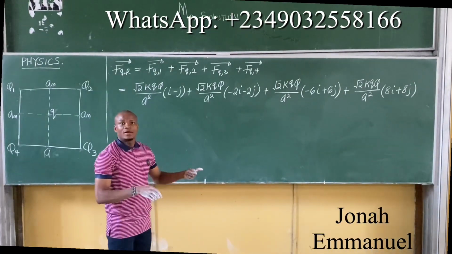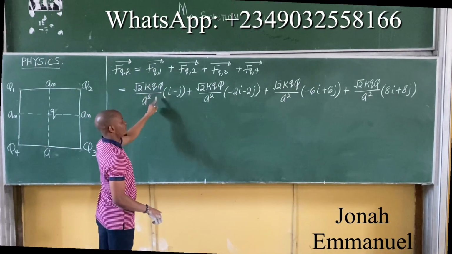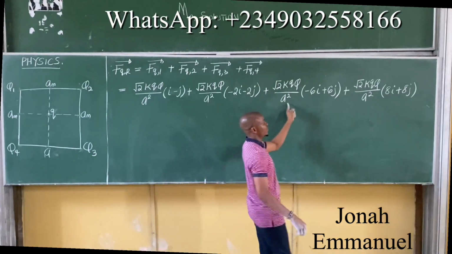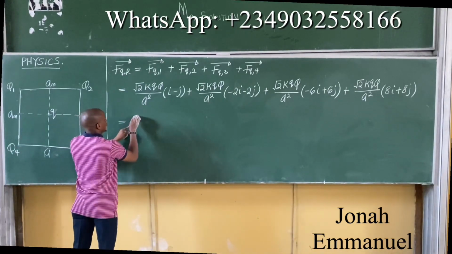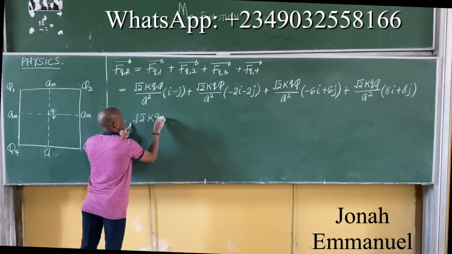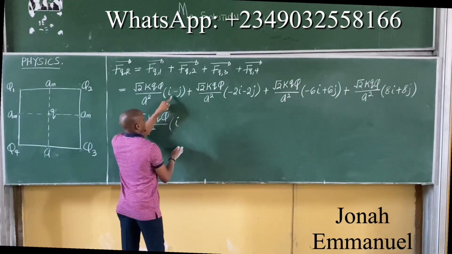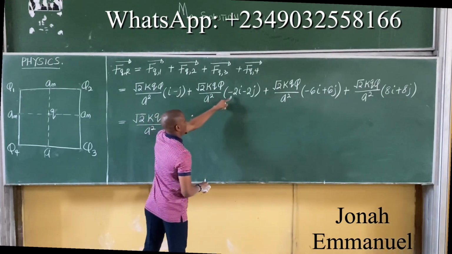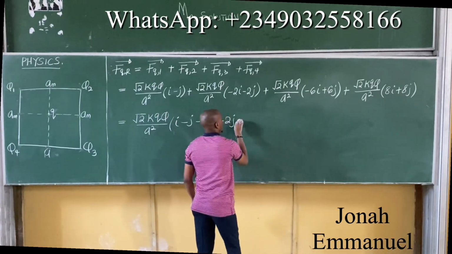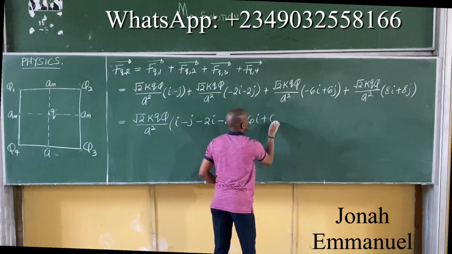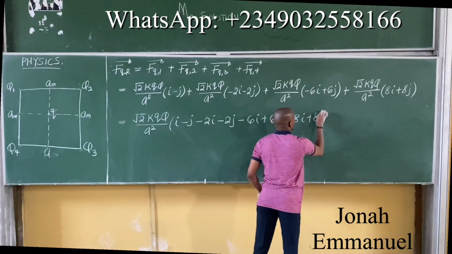If you look at what we have here, what's common here is root 2 KQQ over A squared. It's common here, here, here, here. So factor it out. If I factor it out, it becomes equal to root 2 KQQ all over A squared. What do you have here? I minus j. What do you have here? Minus 2i minus 2j. Minus 6i plus 6j, plus 8i plus 8j.